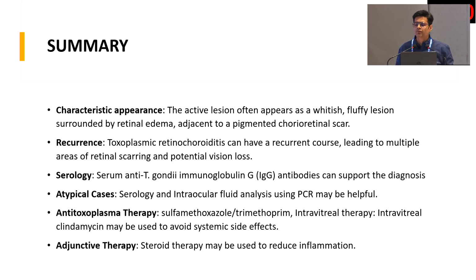What you should be aware of is that they recur, so the treatment should be adequate. In atypical cases, you can support the diagnosis with serology, and anti-toxoplasma therapy is what we give as Septran or Bactrim, and adjunctive therapy in the form of steroids helps in controlling the inflammation and preventing unwanted outcomes.